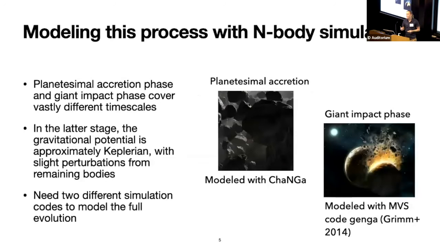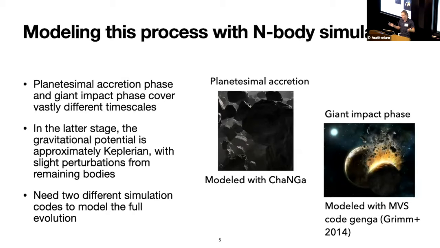To model this all the way from planetesimals, we have to use two different simulation codes. We start out with a planetesimal disk that we run with Changa. I've done some work over the last few years implementing a solid body collision module in Changa. Once we form our embryos, the timescales of evolution get a lot longer, and we need to take much larger time steps. So I use a mixed variable symplectic code called Ganga to do this.